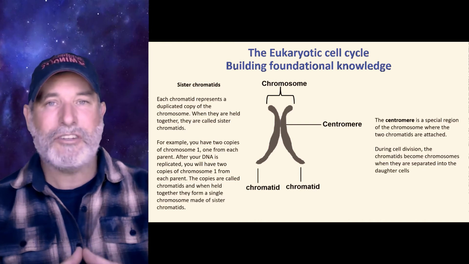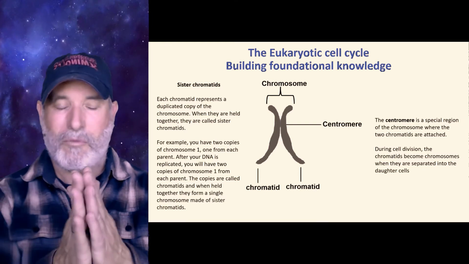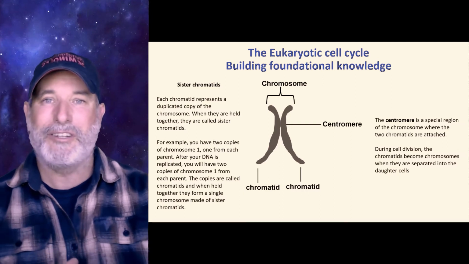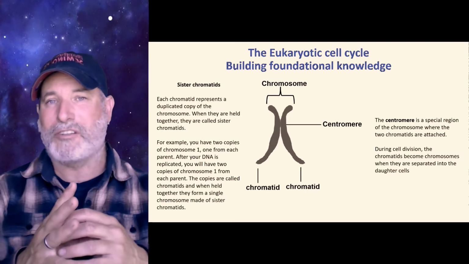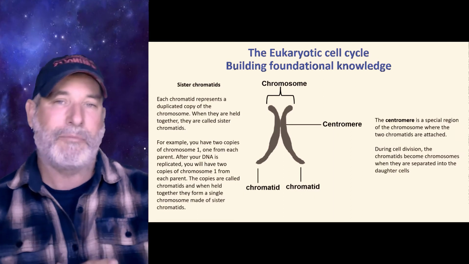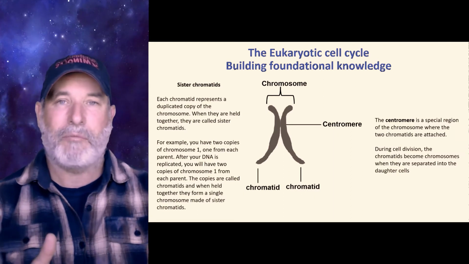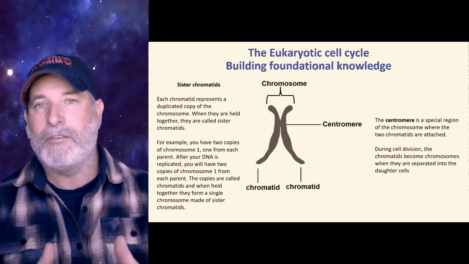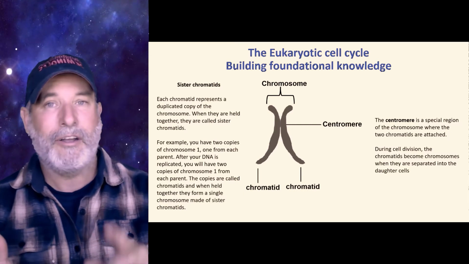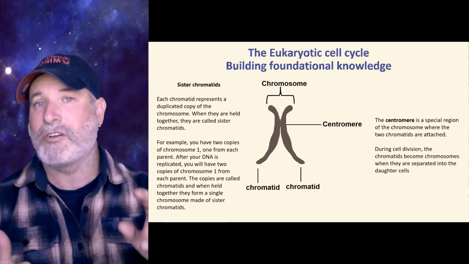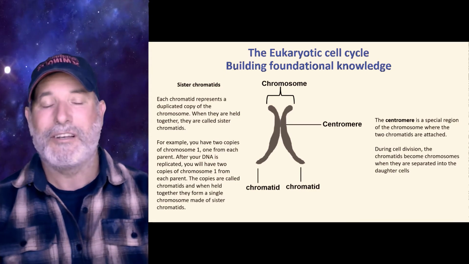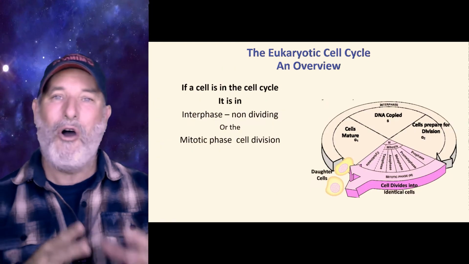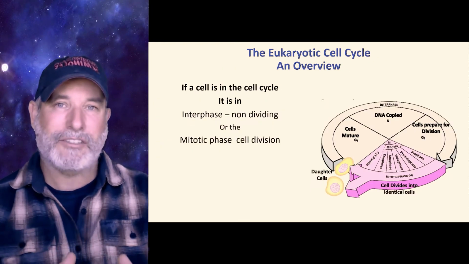The location where they hold the two chromatids together is called the centromere. That's very important in cell division, because that's where certain parts of the cell will attach so you can pull it apart. So there you have it. There's our brief introduction to some general terminology that you will find helpful, like diploid, haploid, homologous chromosomes, and sister chromatids. Okay, now that we've got that out of the way, let's jump into an overview of the cell cycle.